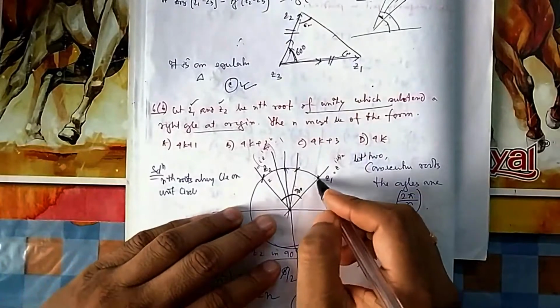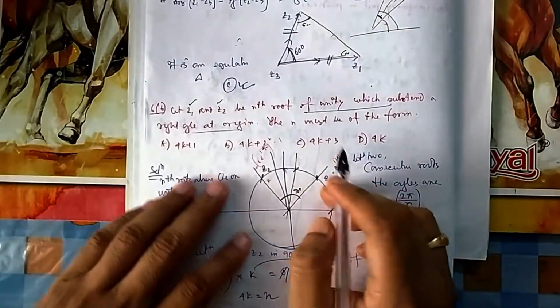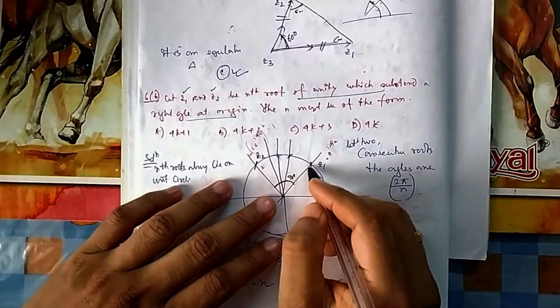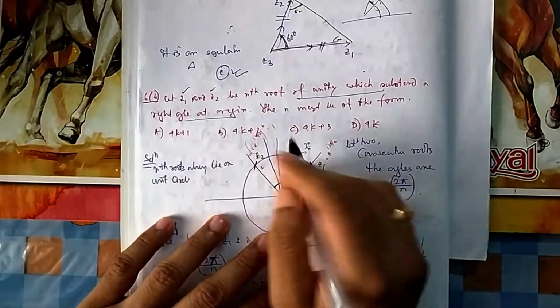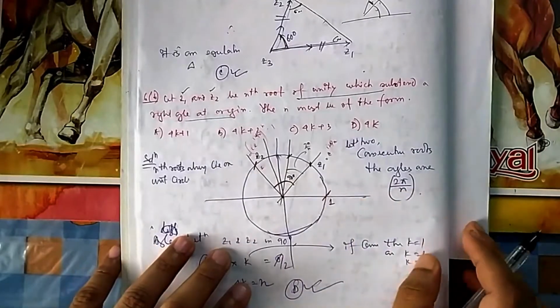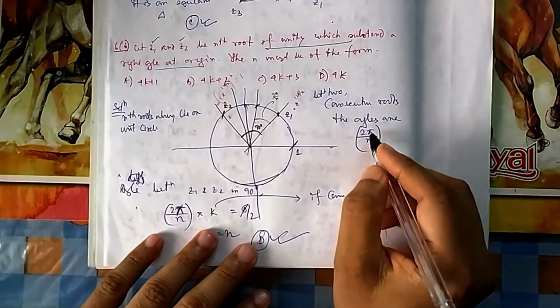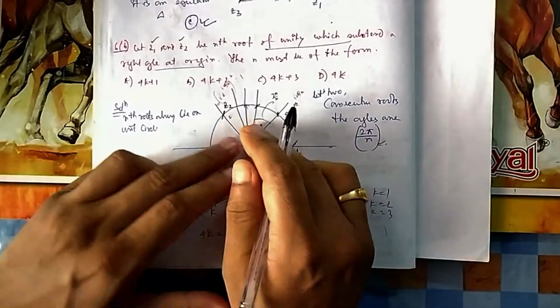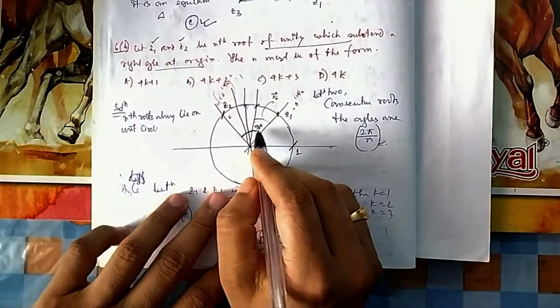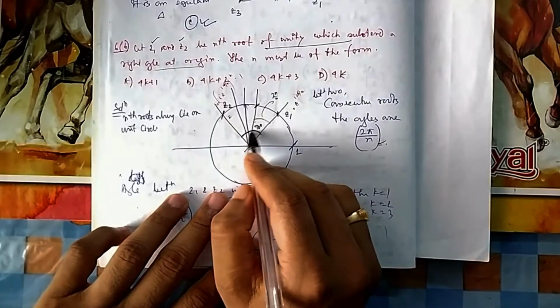There may be other roots in between them also, but the angle should be 90 degrees. I know the angle between adjacent roots is 2 pi by n. You divide 2 pi by n, then you put all the points, as I have explained to you in that theory. Conjugate roots differ by 2 pi by n, but here it is not necessarily conjugate. So the difference they are saying is 90 degrees.